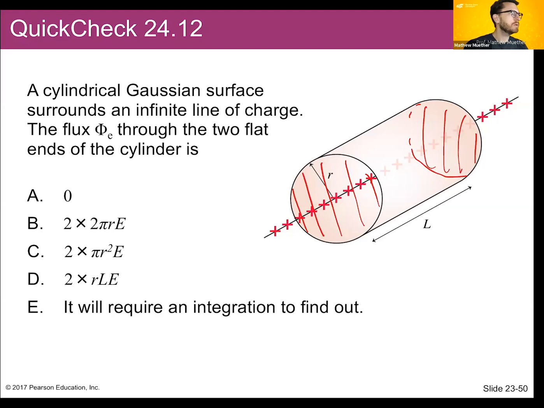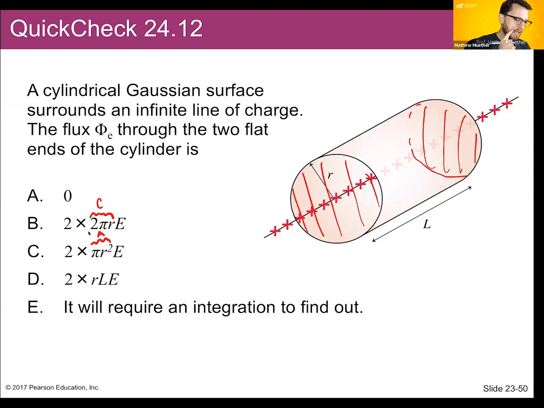So 10 of you selected option A, that there's no flux going through, but then we had some of us selecting the other options, like twice the circumference. So what are these different things? Here, this is the circumference of one of those circular ends, and here this is the cross-sectional area of one of those ends.